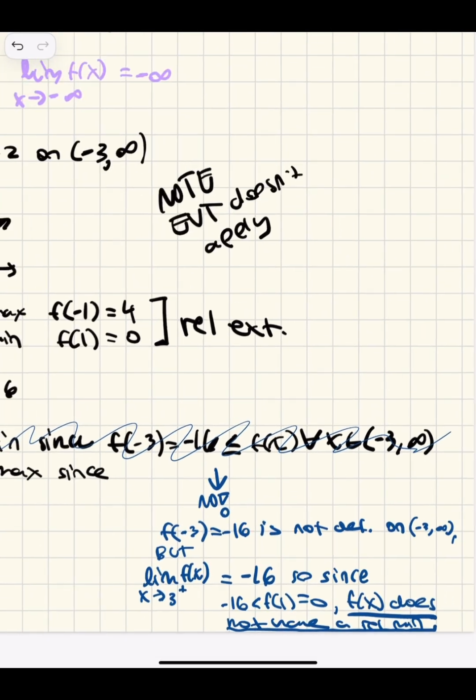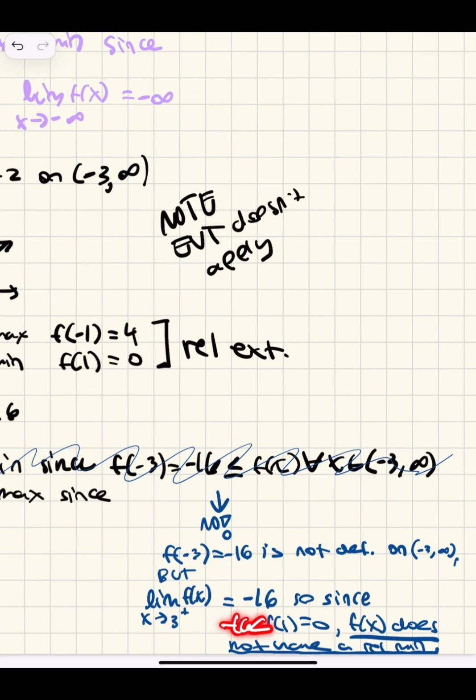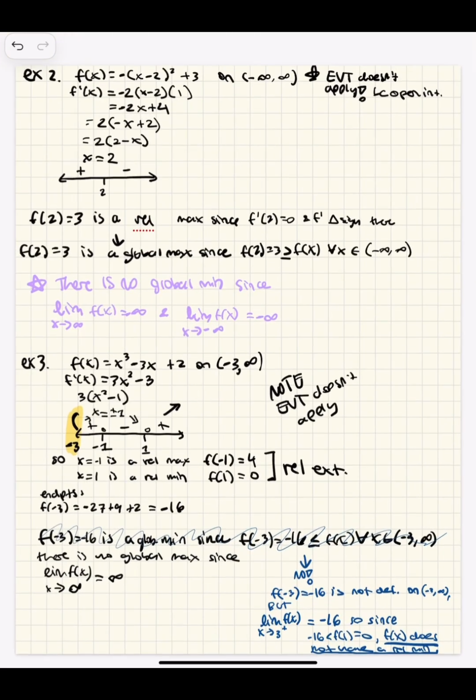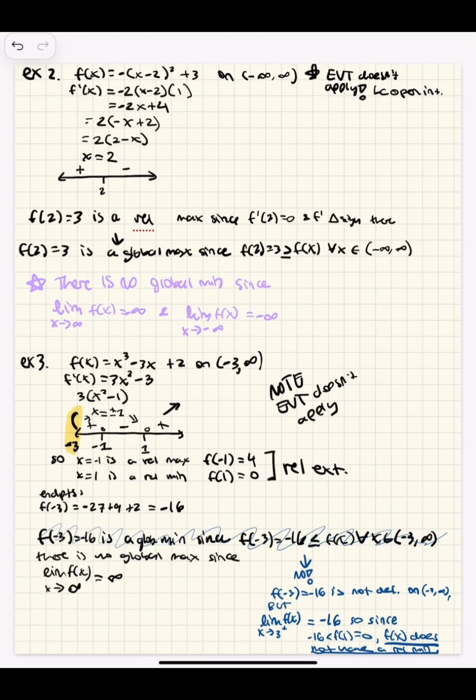So here's the way to write this: negative 16 is less than f(1) = 0. You write that because you're basically proving why f(x) does not have a relative minimum. You might ask, why don't you just say that x = 1 is a relative minimum? Well, this is exactly why. You're saying this number that's not defined is smaller than the other option, and so I can't pick the other option because there's a better option, but this better option actually doesn't work, so there's just nothing.